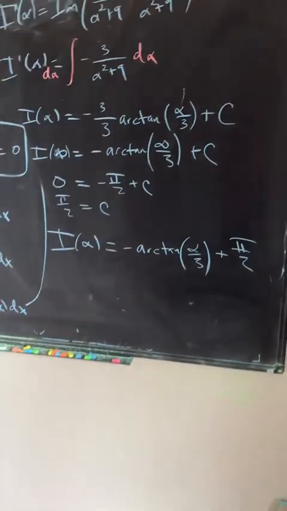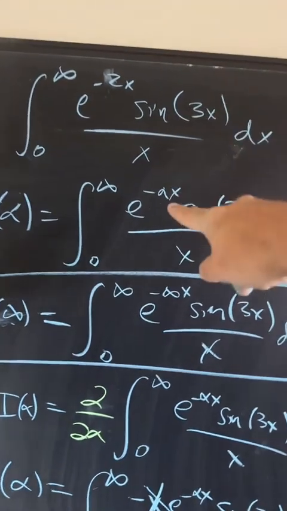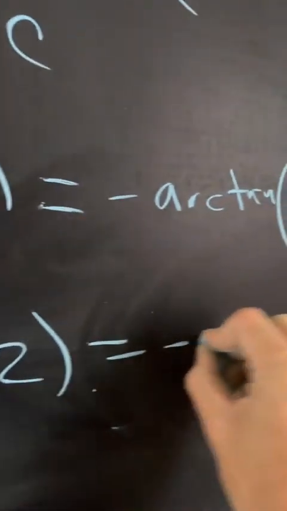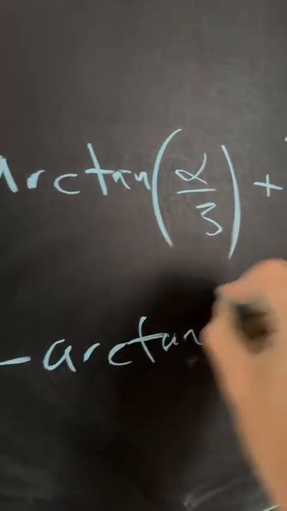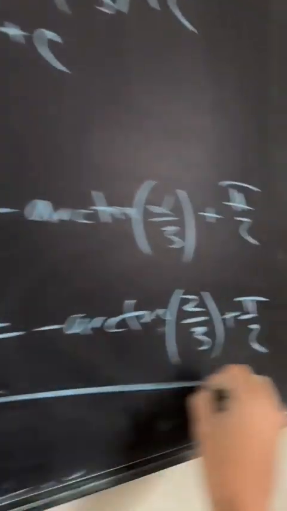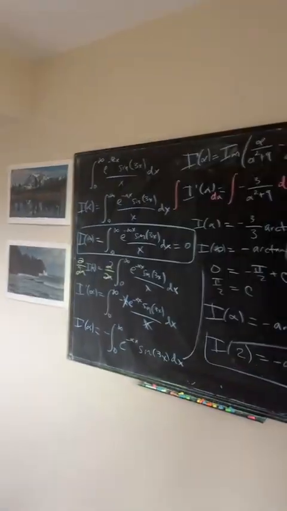Well, all we need to do now is reference this back to our original problem where alpha was just a placeholder. We want that to be 2. So let's go ahead and plug in 2, and we are going to get our official answer to this integral, negative arctan of 2 over 3 plus pi over 2, and we are officially done integrating this using the Feynman technique. Pretty sick.